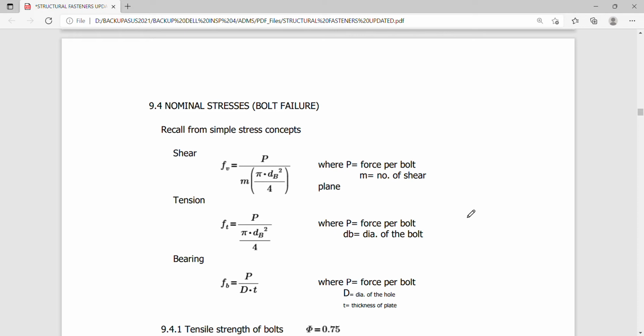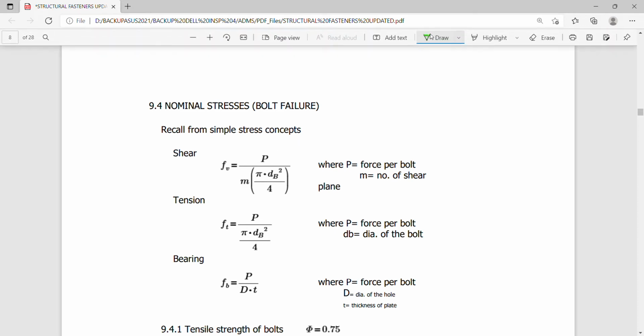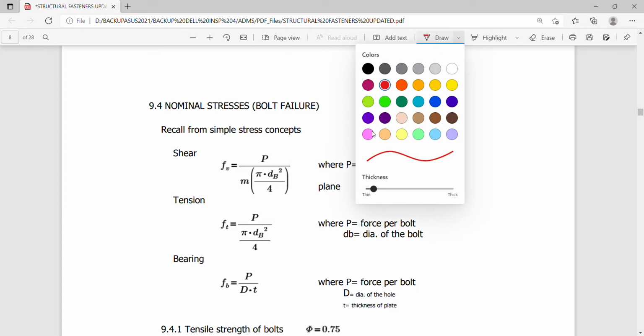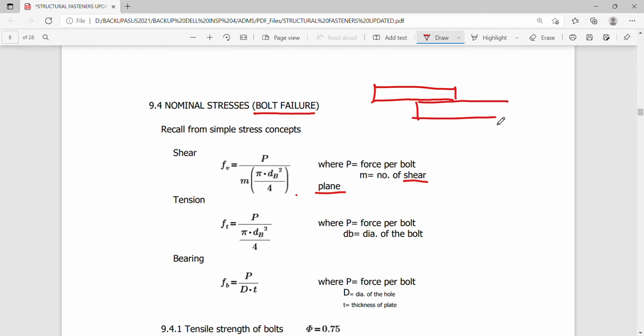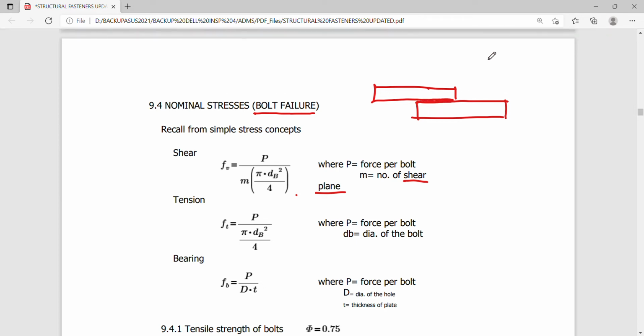the area determination. For shear, the area to be considered is actually the shear plane area. Okay, so when you say shear plane area, we are referring to the bolt. The bolt, if the lap splice is the one to be considered here. Okay, so your shear plane is this one in between.